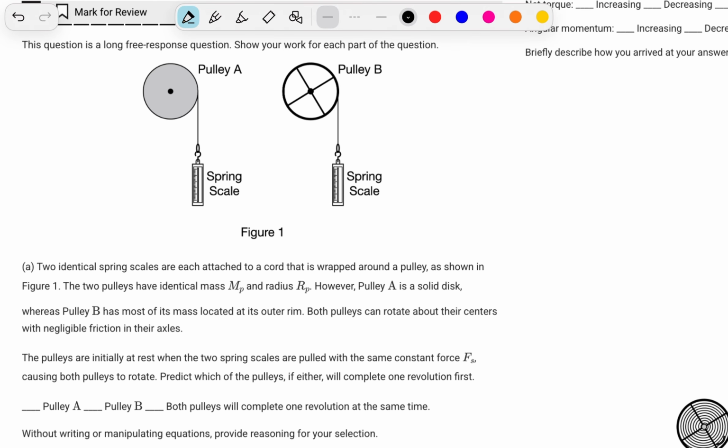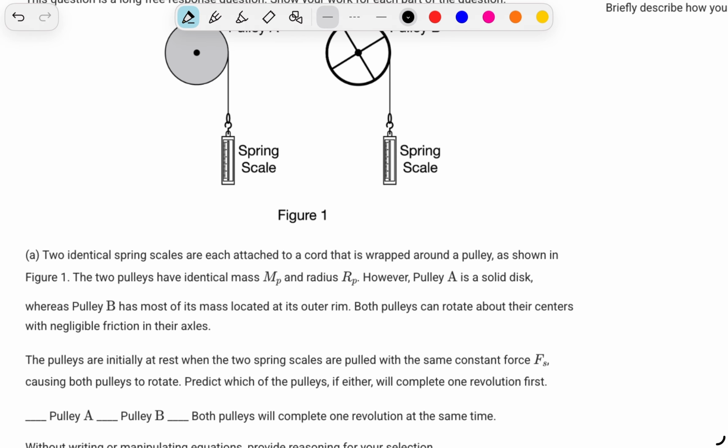In this video, we're going to be doing a Unit 5 rotations FRQ. So, two identical spring scales are attached to a cord that is wrapped around a pulley as shown in figure 1. The two pulleys have identical mass MP and radius RP. However, pulley A is a solid disk, whereas pulley B has most of its mass located at its outer rim. Both pulleys can rotate about their centers with negligible friction in their axles.